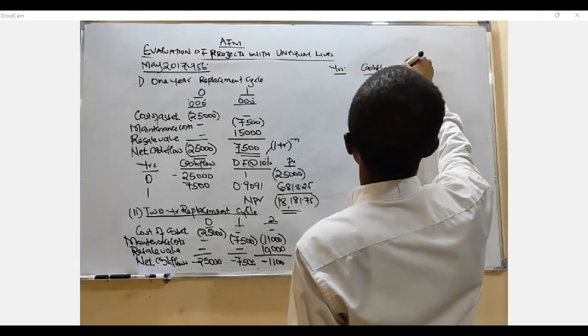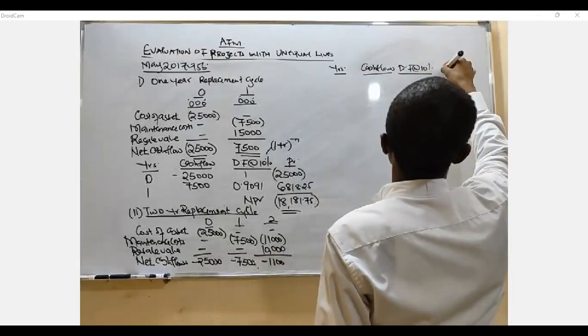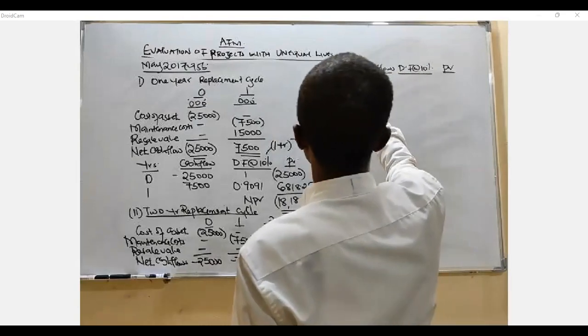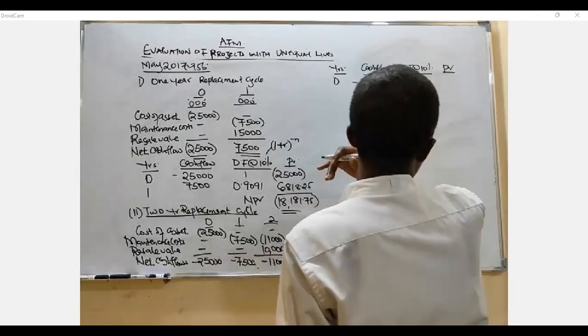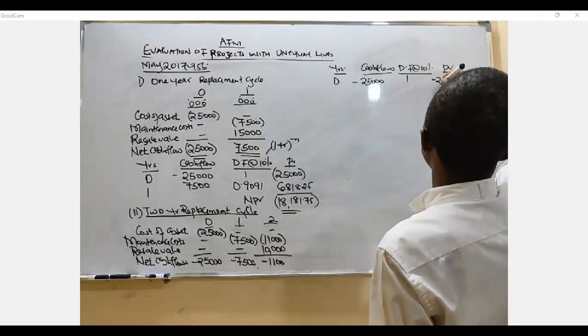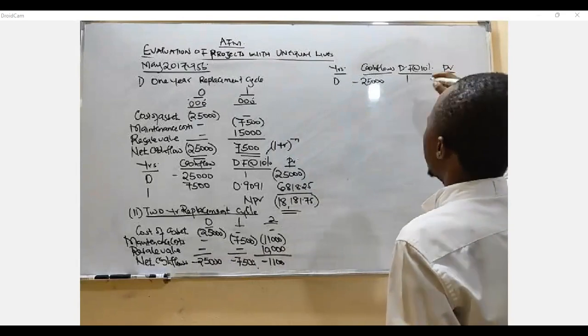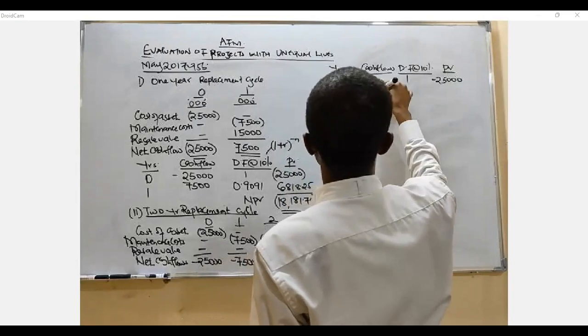Then we have the discount factor at 10%. Then we have our present values. So we start at year 0. The cash flow is negative 25,000, which is our initial outlay. The discount factor that year should be 1. You're getting negative 25,000. Now we go to year 1, negative 7,500.